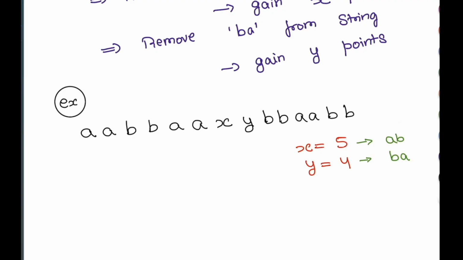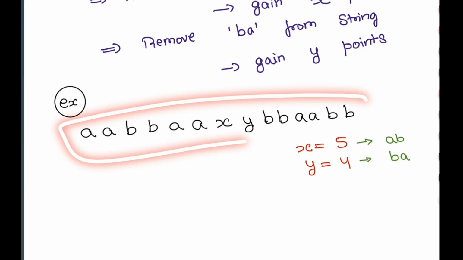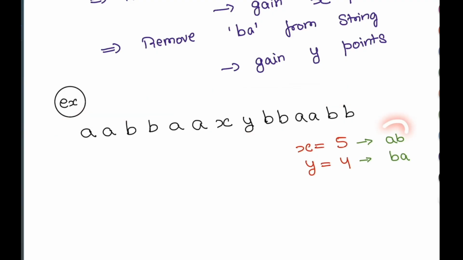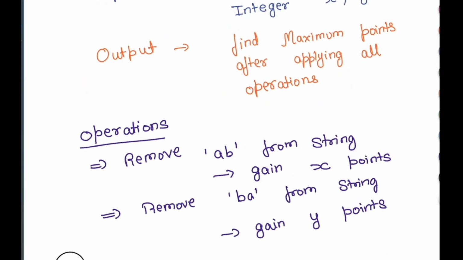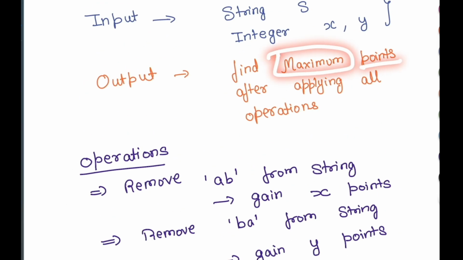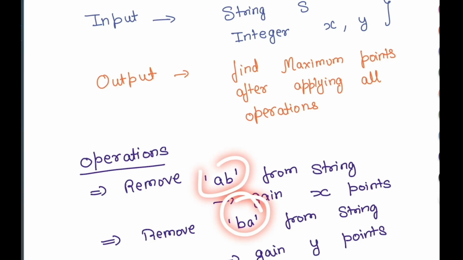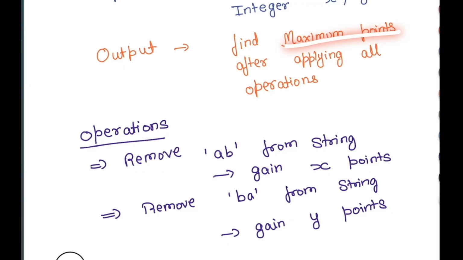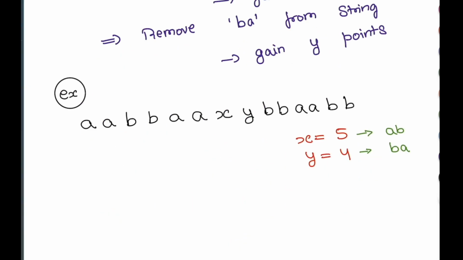Now let us try to solve it for this particular input. Let us say we try to remove AB for now. At one time you can just perform one operation, right? And we need to maximize the points. It's not like we need to find the points after removing the substrings AB and BA; we need to remove them in such a way that we maximize the points we can gain. In this input, the value of X is 5 and the value of Y is 4.